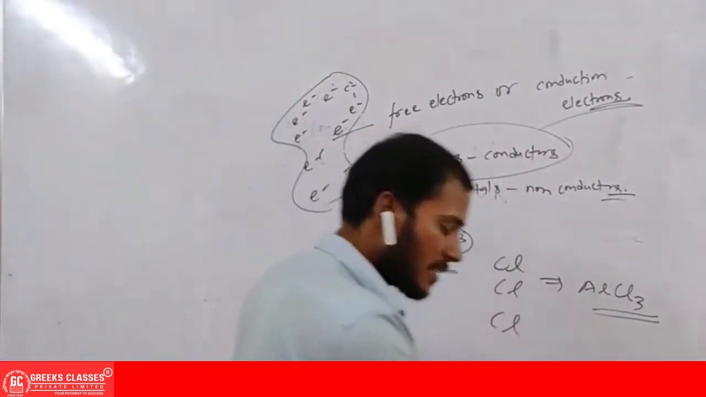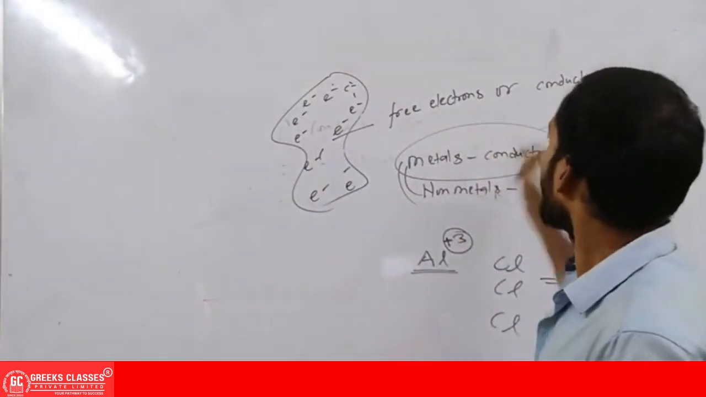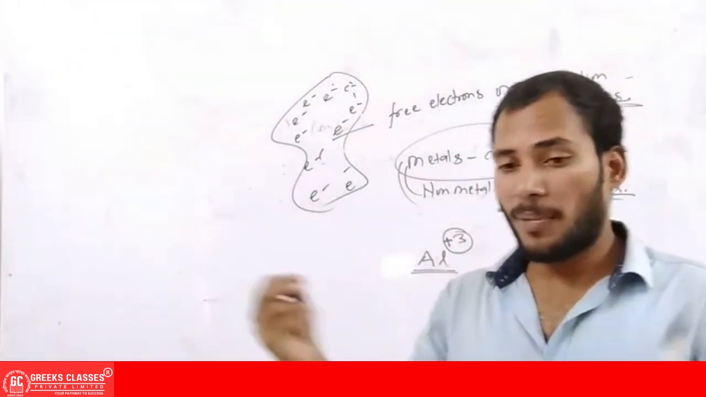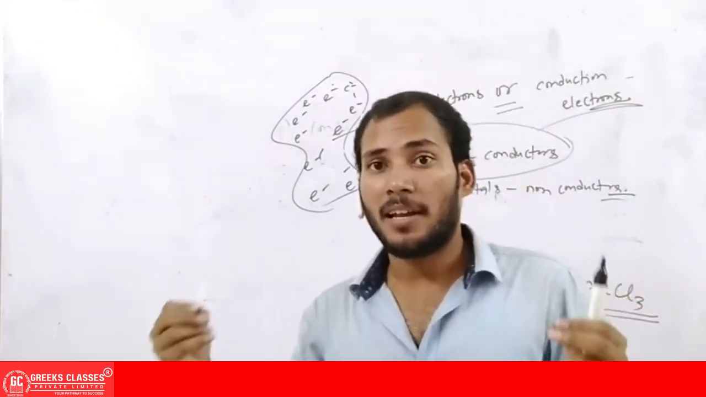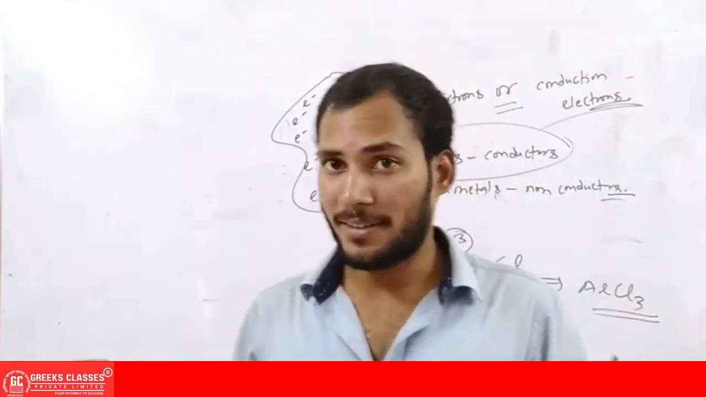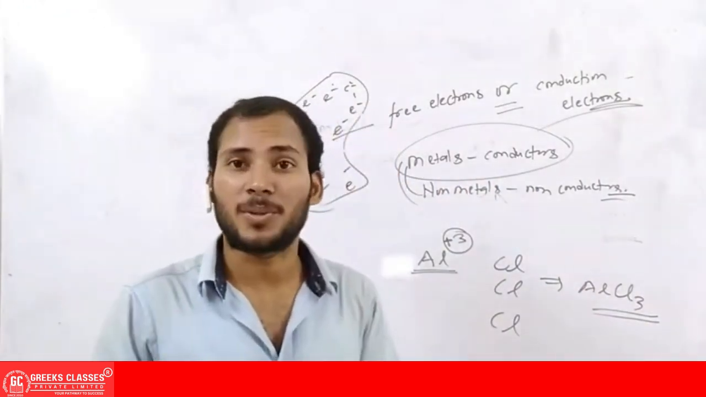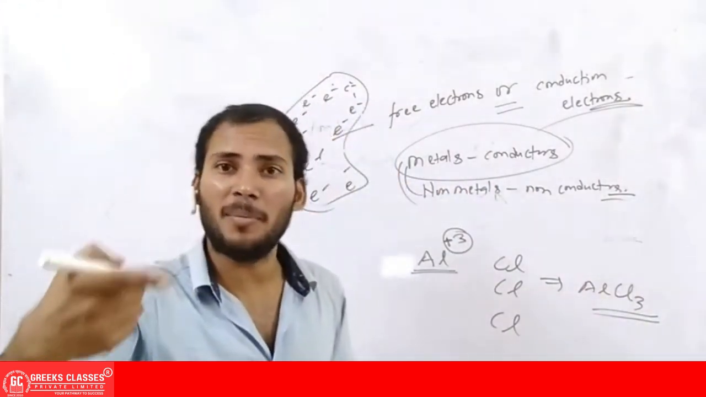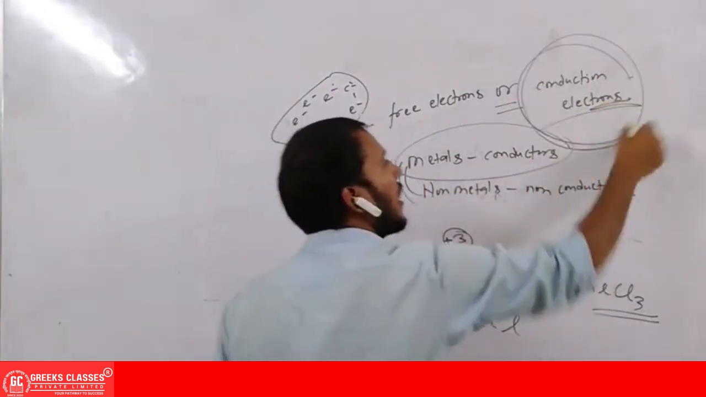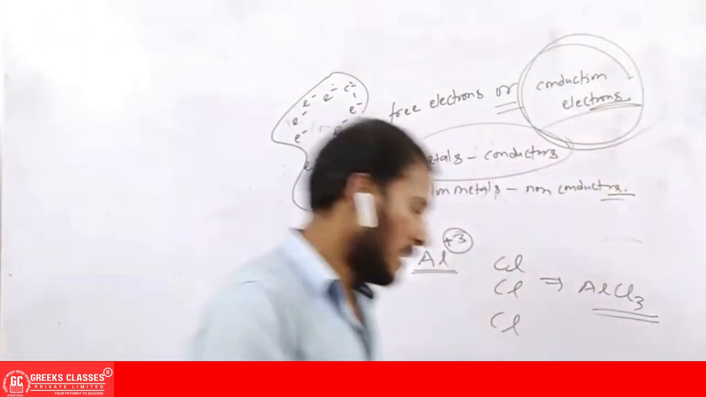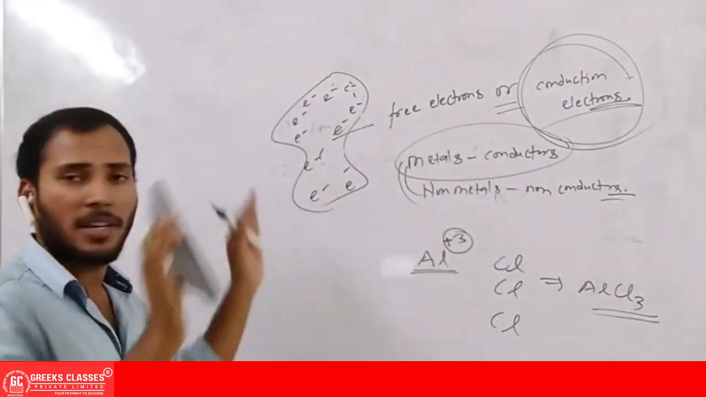And why are these free electrons known as conduction electrons? Because when we apply a potential difference between 2 points of a conductor, there is a current. And the current is carried by those free electrons. The current is conducted by those free electrons, and that is why they are known as conduction electrons. Now we will go deeper. So this is the very basic: free electrons, conduction electrons.